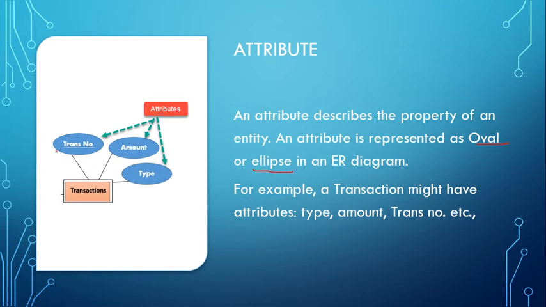See here, these are the attributes. Type, amount, transaction name, these are the attributes. For example, let's take transaction as an entity. Here even a double rectangle is there, so transaction is also a weak entity. For this transaction entity we have attributes called type, amount, and transaction number. We can have many more attributes also, but these are the specified attributes here.